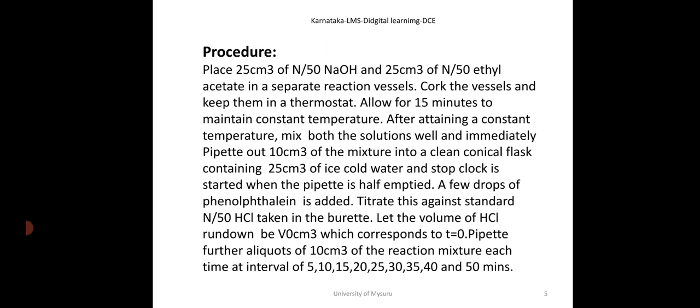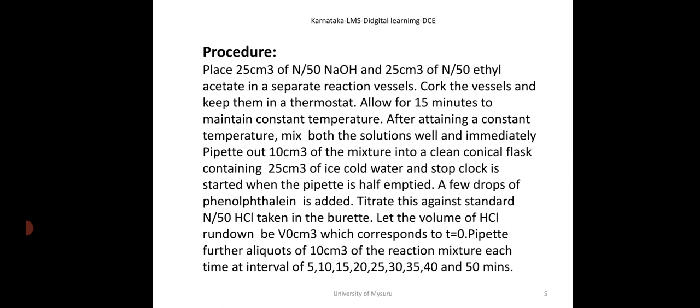After attaining a constant temperature, mix both the solutions well and immediately pipette out 10 cm cube of the mixture into a clean conical flask containing 25 cm cube of ice cold water, and the stop clock is started when the pipette is half emptied. A few drops of phenolphthalein is added. Titrate this against standard N by 50 hydrochloric acid taken in the burette. Let the volume of hydrochloric acid run down be V0 cm cube, which corresponds to t equal to 0.